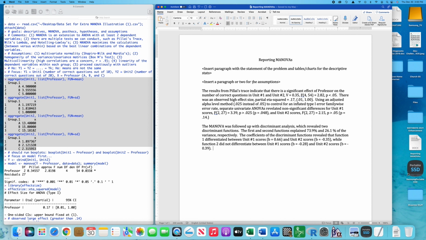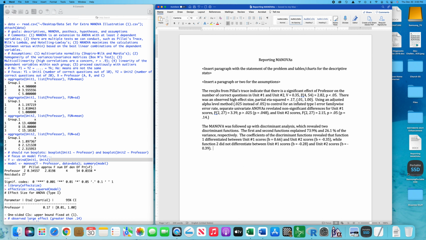Next couple of paragraphs, I would focus on presenting the results for testing the assumptions. Really, all the assumptions for this test were pretty clean. The only one was the univariate test, I think, for Professor B in Unit 2, which was statistically significant, so we need to report that. But defend that because the multivariate normality test was not significant, we felt comfortable proceeding with the results.